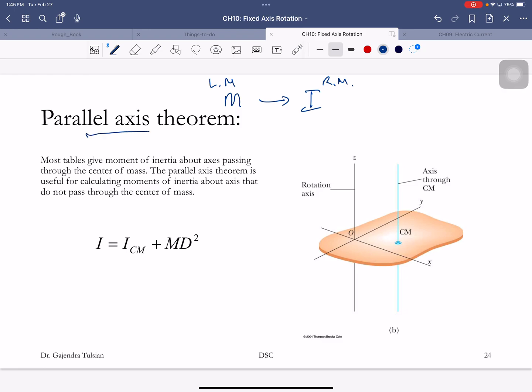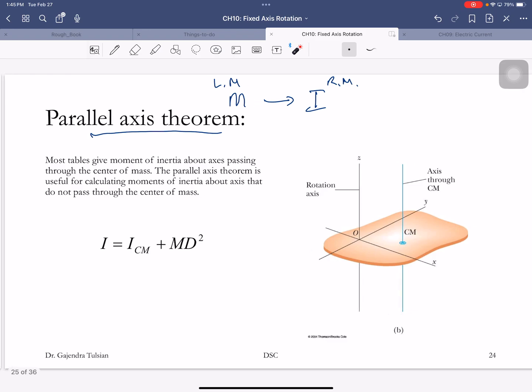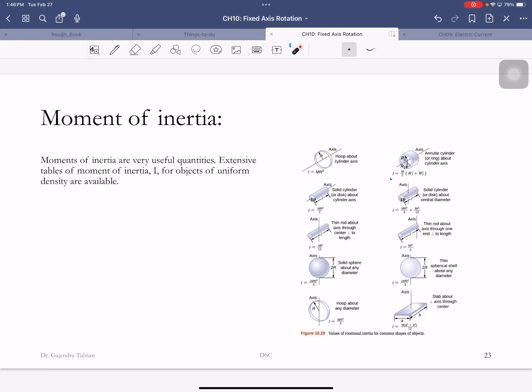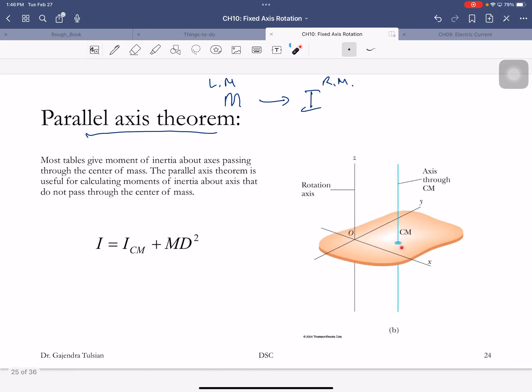What this theorem helps you with is the following. This is called the parallel axis theorem. Notice something about these: all these moments of inertia are given for an axis that passes through the center of mass of the object. So that's what these standard tables are about. What if you wanted to find the moment of inertia about an axis that's parallel to that, except that it doesn't pass through the center of mass? Then you use this theorem.